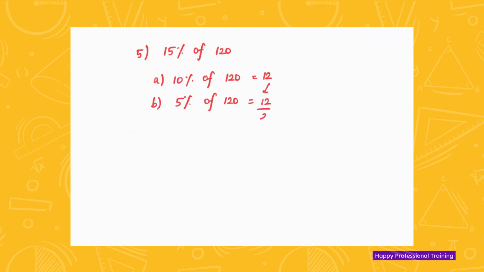We'll work out one last question in this method. Let's find 15% of 120. How do we do this? First, let's identify 10% of 120. What is 10% of 120? It is 12. Next, we have to find 5% of 120. This is just half of 10%, correct? So, it is 6. To identify 15%, you just have to do what? Add 10% plus 5%, which is equal to 12 plus 6. And the answer is 18.